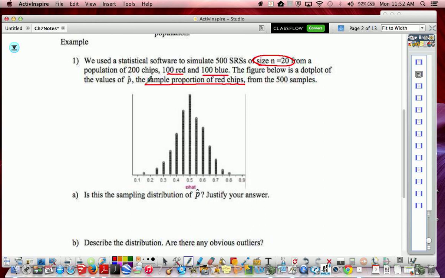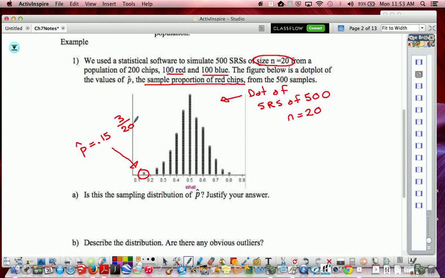Down here below is a dot plot of the results. So this is a dot plot of a simple random sample of 500 where n is equal to 20. For instance, this data point right here at this very end represents p hat equal to 0.15. What that means is 15%, or in one of our samples, we only got 3 out of 20 of the chips to be red.